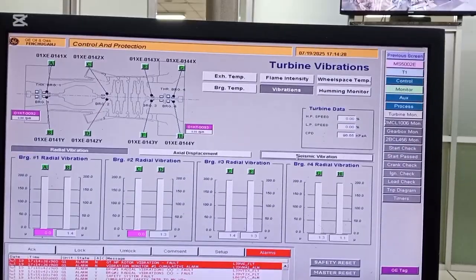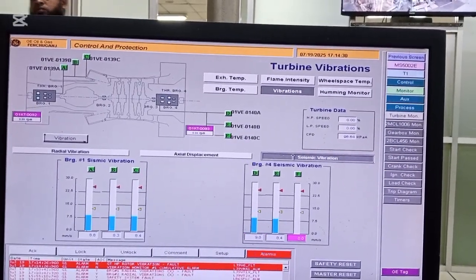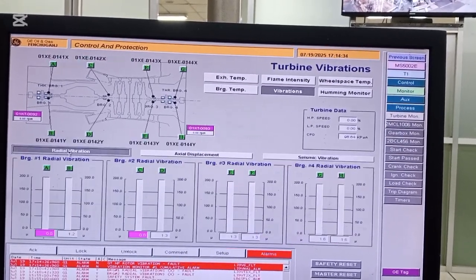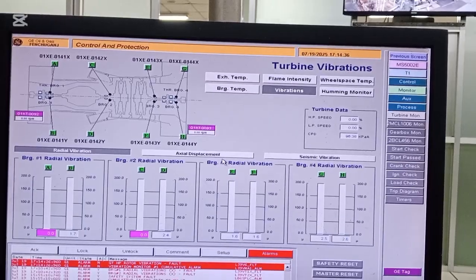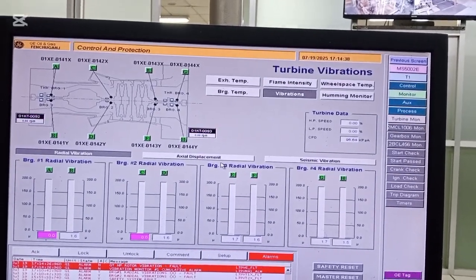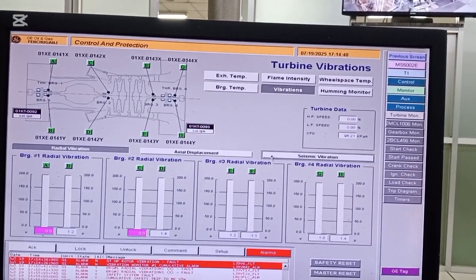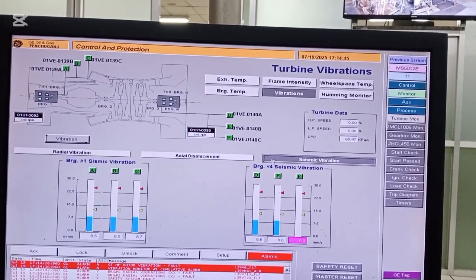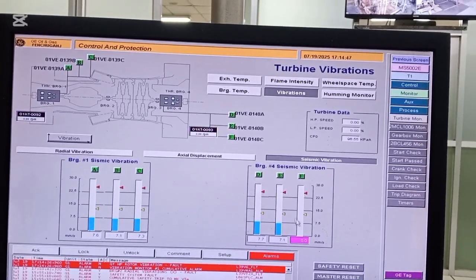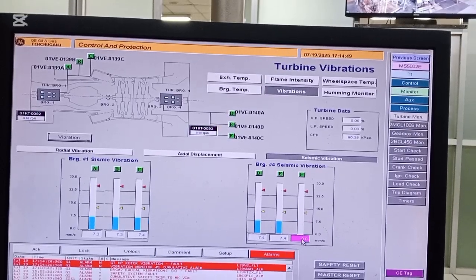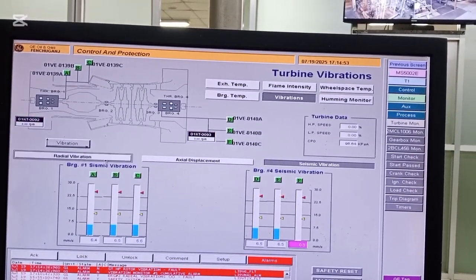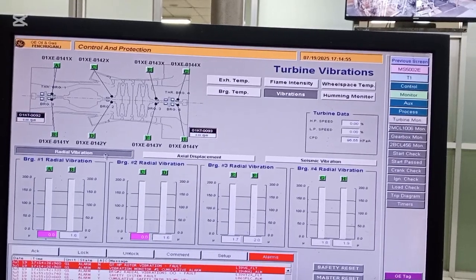For the faulty sensor, here the vibration is fluctuating. You see, fluctuation occurs here, and only two sensors are connected here and another sensor is opened, and this was our problem. In this way the vibration reading was fluctuating.